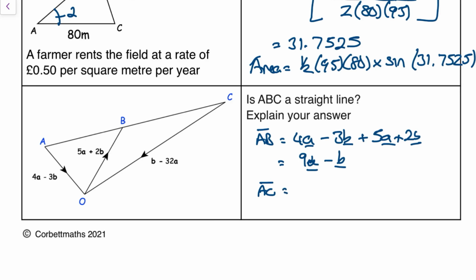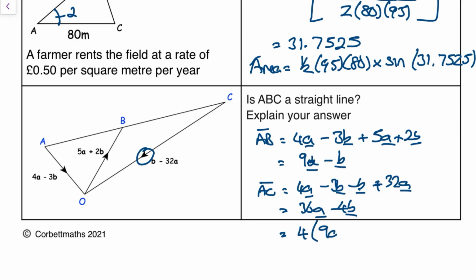Now, A to C is going to be A to O again, so 4A minus 3B. And then I'm going to go up O to C, but it's against the arrow, so I'm going to do the opposite. So it's going to be minus B minus 32A, but it's against the arrow, so it's plus 32A, isn't it? I need to listen to myself. Now, let's combine these. 4 plus 32 is 36A, and minus 3B minus B is minus 4B. In order to show that it's a straight line, I'm going to write this as 4 times 9A minus B, which is specifically 4 times AB.